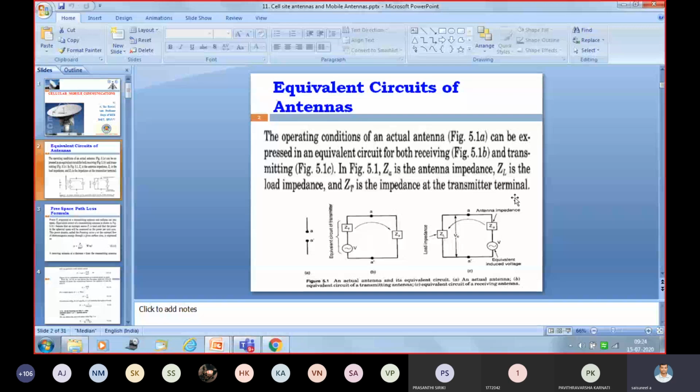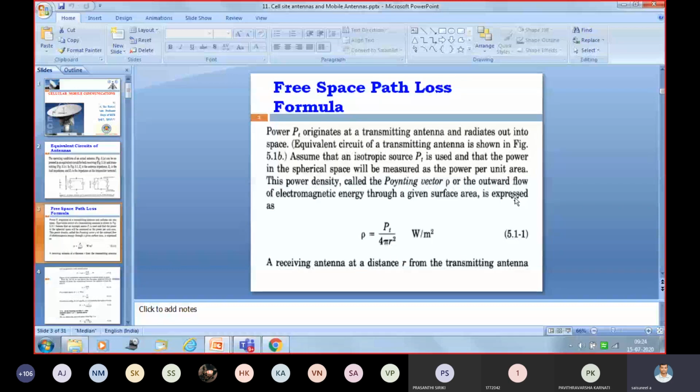Suppose I have to transmit a signal with a power of PT from the transmitting antenna through space. How do we calculate the power, how much distance can it be transmitted, and what is the distance between the transmitting and receiving antenna? That's why we go for the term power density, called the Poynting vector rho. Rho equals PT by 4 pi r square.